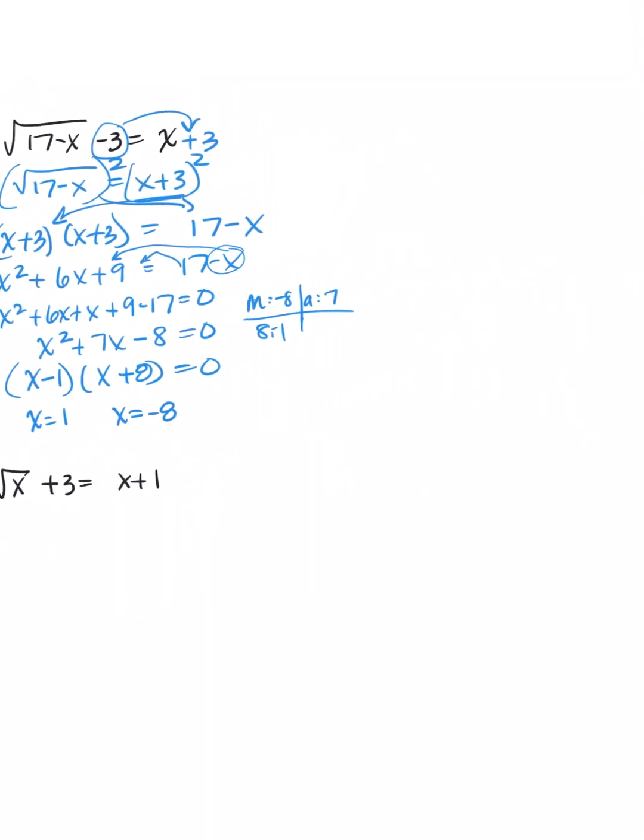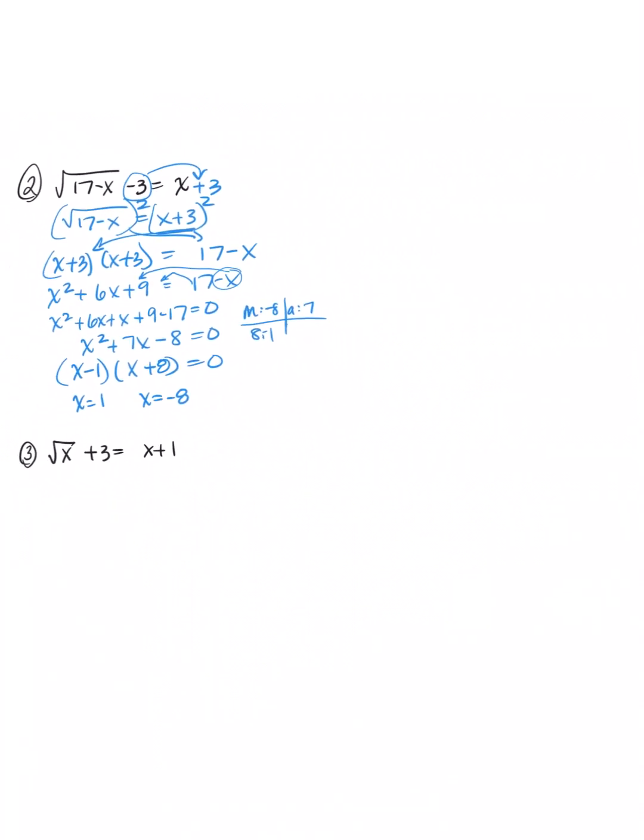Now it's time to check. Let's check these answers. So let's check the 1. So 17 minus 1, square root, oops, minus the 3. I forgot the minus 3, didn't I? Equals 1. Let's see. So that's the square root of 16 minus 3. Does that equal 1? Well, 4 minus 3 does equal 1. So this one is a good answer.